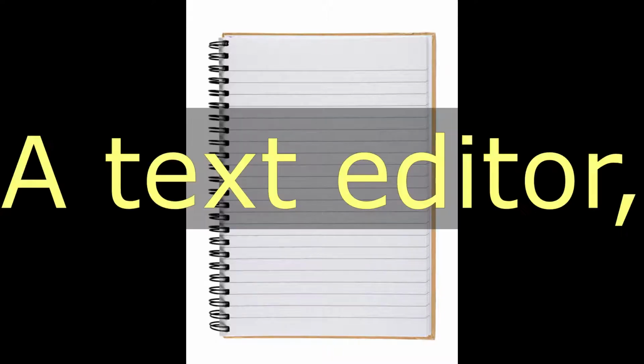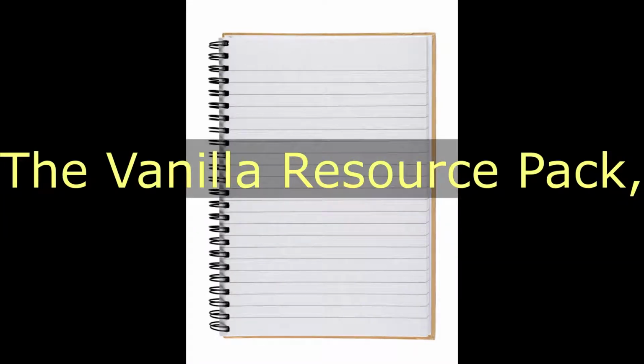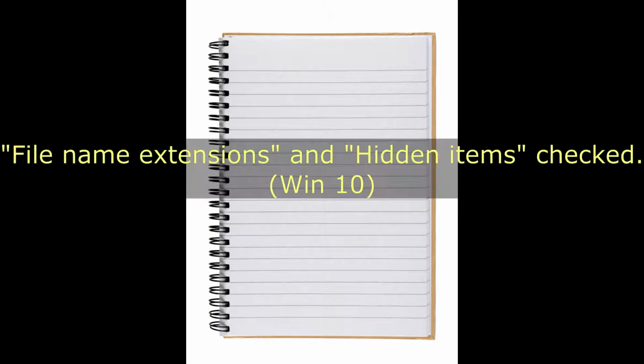Alright, again, since I don't want to waste your time, refer back to my previous tutorial's important info section for the details, since I'm just going to speed through things you'll need, which are a text editor, some way to clean up JSON, the vanilla resource pack, file name extensions and hidden items checked.